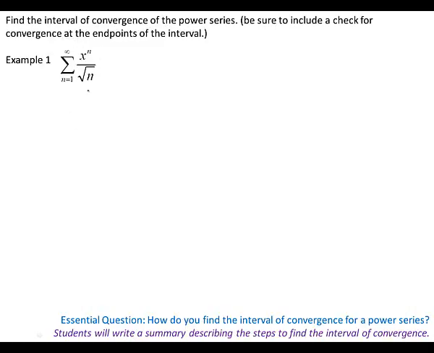So I'm going to go ahead and put this series into the ratio test. Remember, the ratio test is where we put in n plus 1. So we do the limit as n approaches infinity of the absolute value of x to the n plus 1 over the square root of n plus 1, and then we divide by the original, or multiply by its reciprocal.